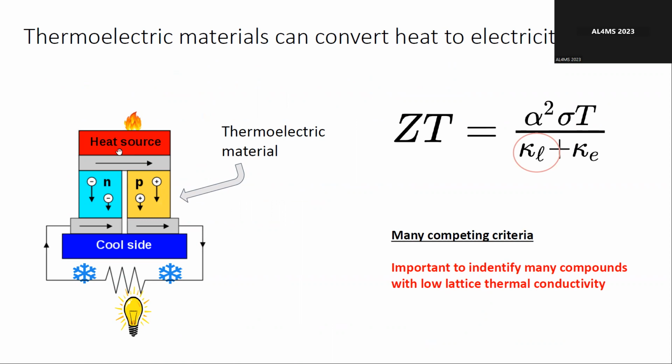We have to have a high conductivity, and we have to have a low lattice thermal conductivity and a low electronic thermal conductivity. So we have many different criteria, and a lot of compounds have rather high lattice thermal conductivity. But generally, all these other criteria are very interlinked. But in any case, we need low lattice thermal conductivity. So that was our motivation for trying to make a machine learning algorithm to predict lattice thermal conductivity.